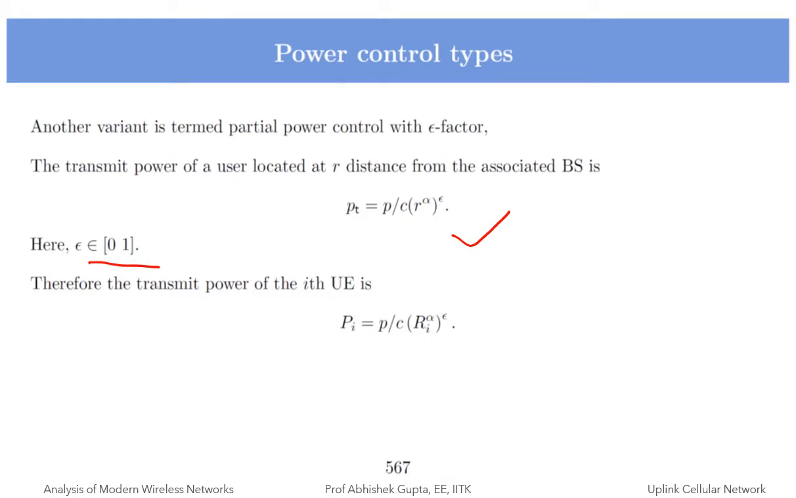Okay, so for the ith user, where the distance between the serving base station and the UE is Ri, the transmit power of the ith UE will be Pi equal to P by C Ri to the power alpha, all to the power epsilon. This i denotes that the transmit power is different for each UE.